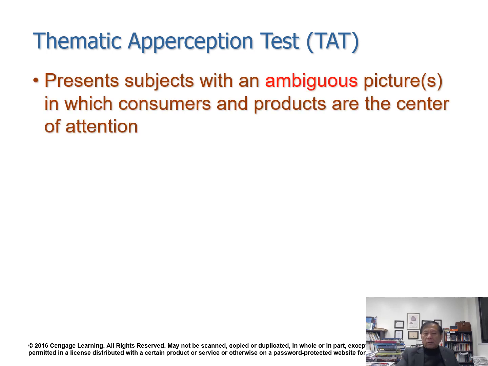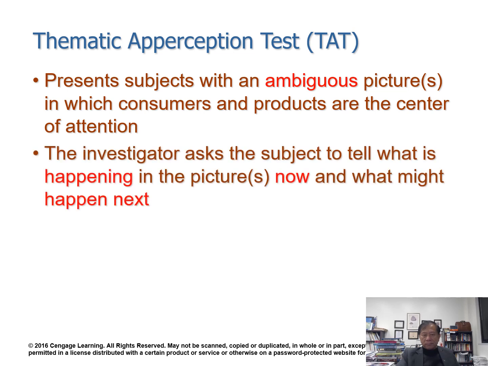One tool that is used in qualitative research is called the thematic apperception test, or TAT. Basically, you present the subjects with an ambiguous picture in which the consumers and products are the center of attention. And then the investigator will ask the subject to tell what is happening in the picture now and what might happen next. Ask them to use their imagination.